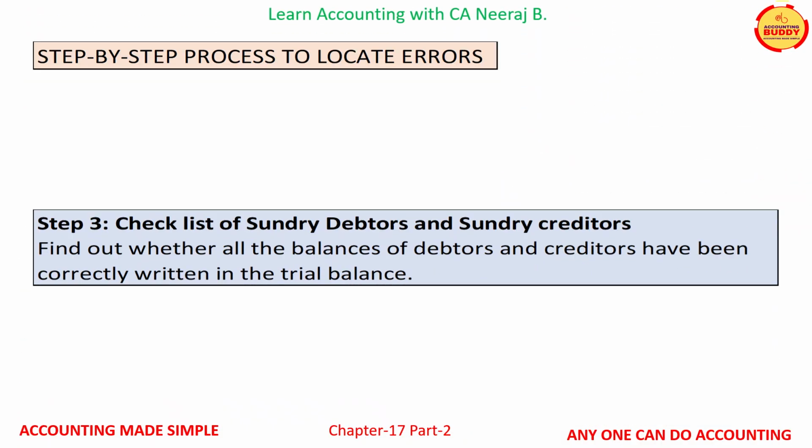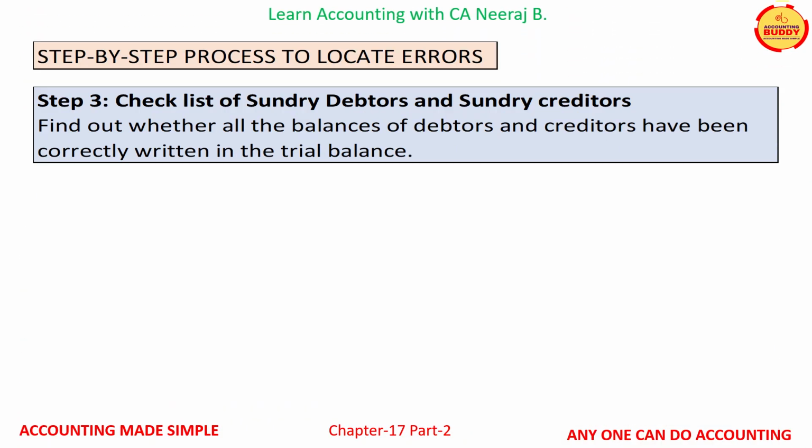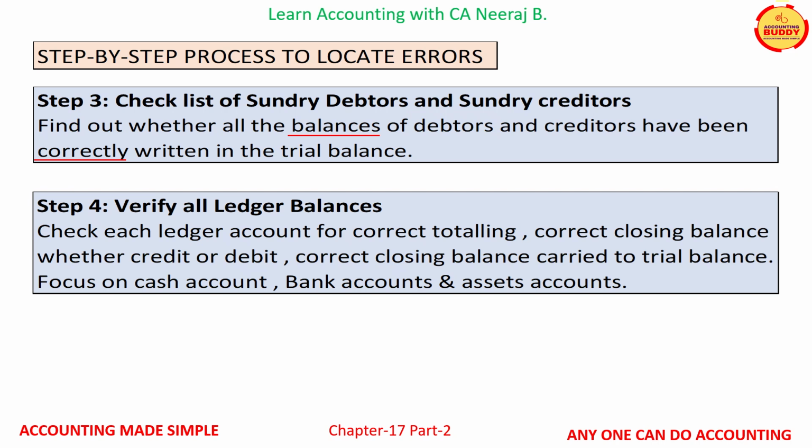Step 3 is to check the complete list of sundry debtors and sundry creditors. Under this step, find out whether all the balances of debtors and creditors have been correctly written in the trial balance. Next step is to verify all ledger balances. Under this process, check each ledger account for correct totaling, correct closing balance, whether debit or credit, and correct closing balance carried forward to the trial balance.